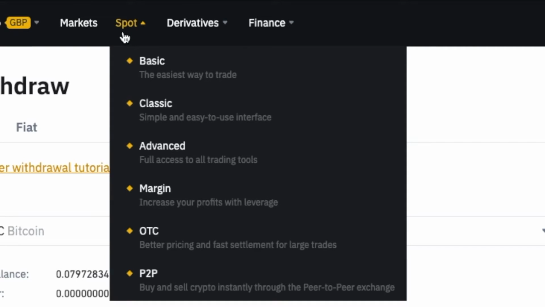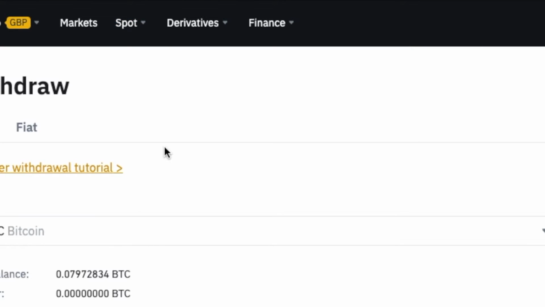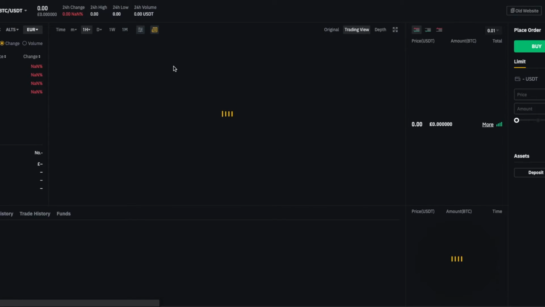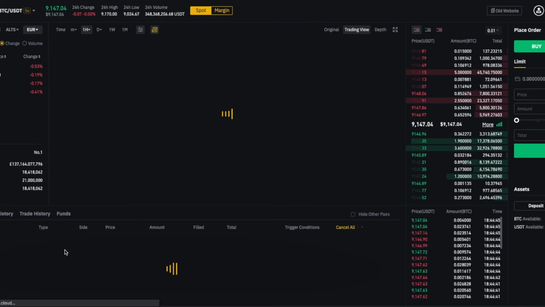Like I said before, I don't do leveraged or margin trading. I do spot, which is the money that I actually have, rather than borrowing money from Binance for leveraging. You can either use the basic view, classic view, or advanced view. Let's just go to the advanced view. I don't think it's that different to the other two views. Just a quick explanation of this view.